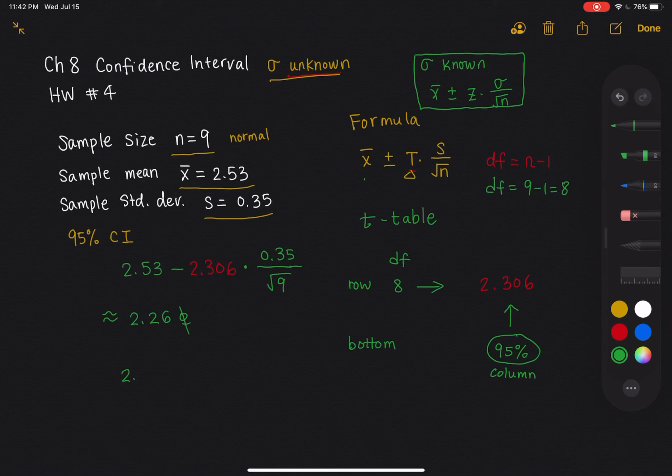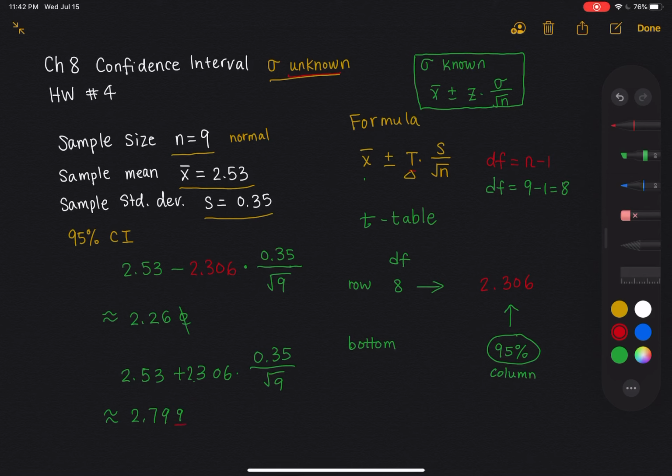Now the next one is 2.53 plus 2.306 times 0.35 divided by square root of 9. You pretty much enter the same thing on the calculator except you use a plus sign. You get 2.79, and right after the 9 you get another 9, and then 0.33, and so on. How do you round it? You round to 2 decimals. Look at the third decimal, which is a 9.